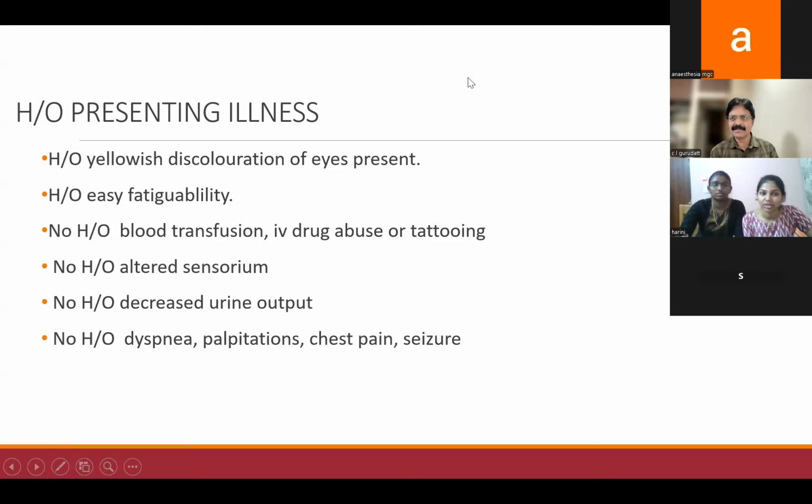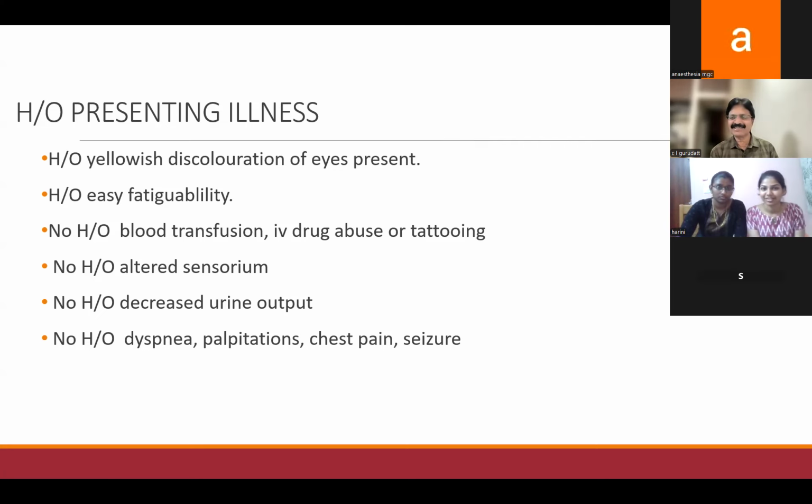Bile salts get deposited in the subcutaneous tissue. Yeah, why do bile salts get deposited in the subcutaneous tissue? Why normally will they not get deposited? The hepatic metabolism of bilirubin is affected.